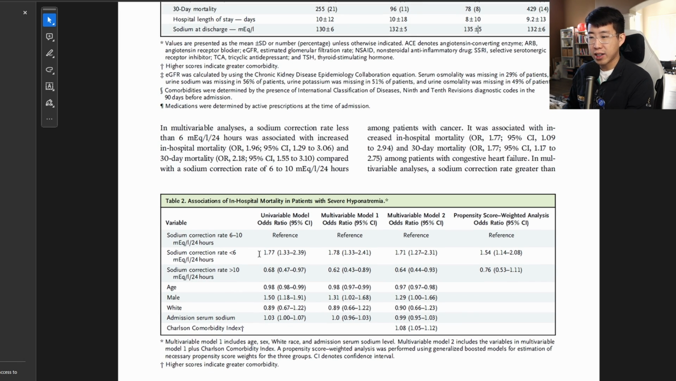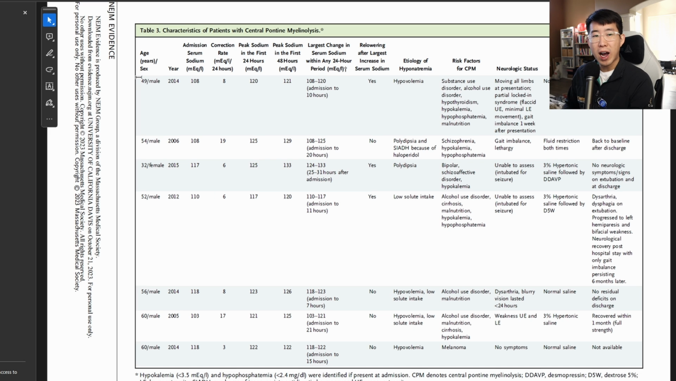Looking at their statistical analyses, they calculated odds ratios to figure out how significant their findings were. And you can see that in the sodium correction, 6 to 10 was their reference group, and this was for in-hospital mortality. If they corrected less than 6 milliequivalents per 24 hours, their risk of in-hospital mortality was 1.77 odds ratio compared to the reference group. Whereas the group that corrected greater than 10 only had an odds ratio of 0.68 for in-hospital mortality.